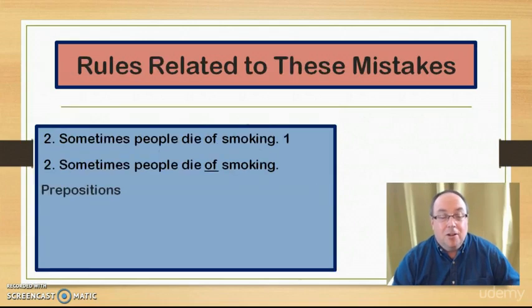All right. So prepositions are very difficult, but some of them are common, and if you practice English enough, you'll become used to them and you'll become familiar and you'll remember them. So this sentence should be changed to sometimes people die from smoking. Not of smoking, they die from smoking. Let's go on to number 3.